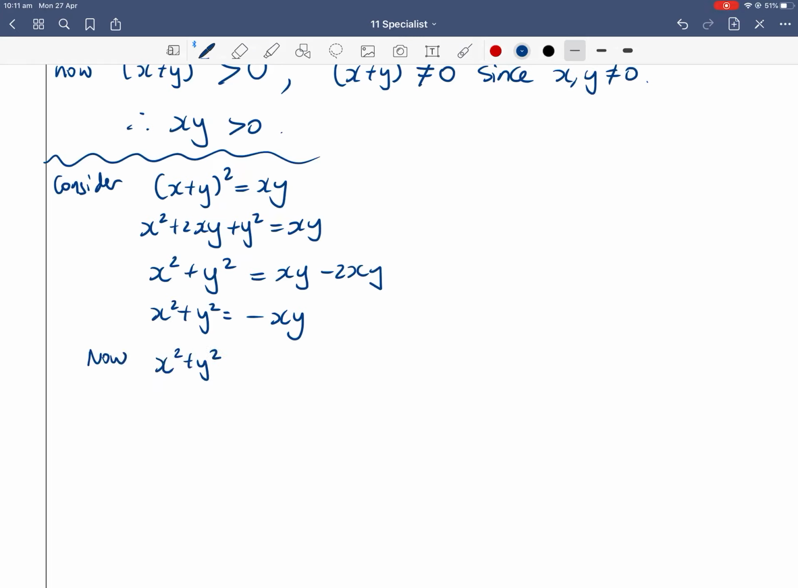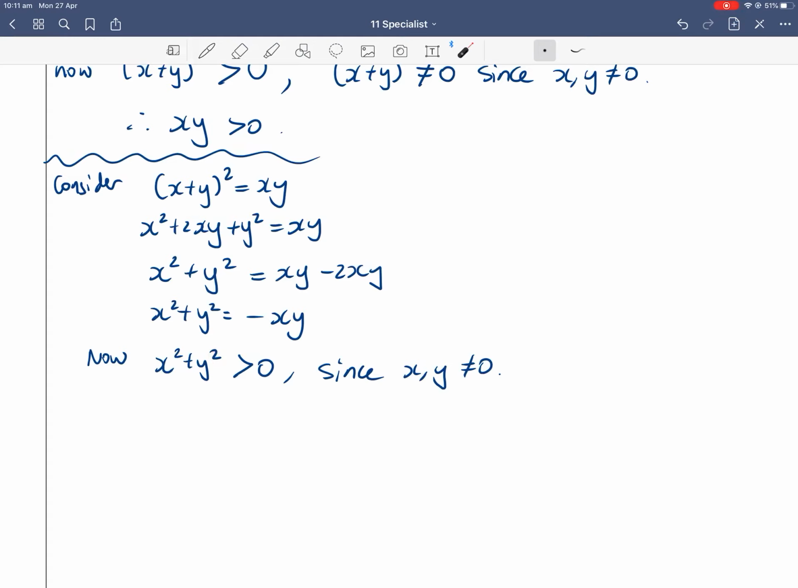Now, think about the left-hand side, x squared plus y squared. Again, if x is a number, x squared is always bigger than or equal to 0. And if y is a number, then y squared is always bigger than or equal to 0. And if I add two numbers which are always bigger than or equal to 0, then my result is always going to be bigger than or equal to 0. Now, I'm also going to say that this cannot equal 0 since x and y aren't 0 either.